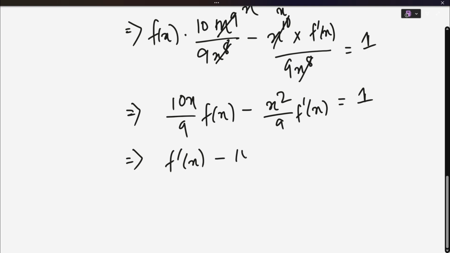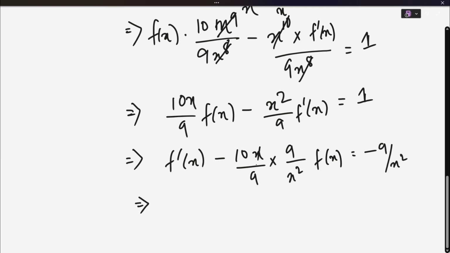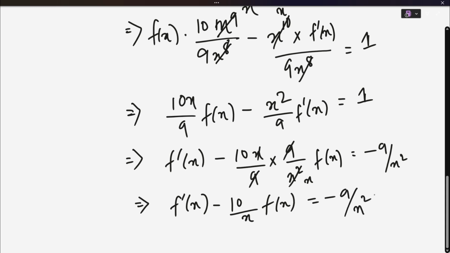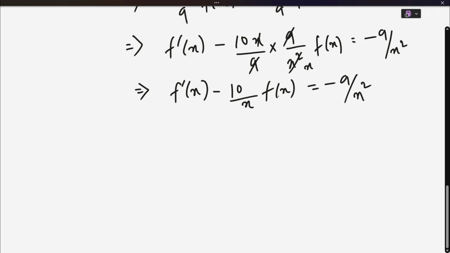But what happens to this? 10x by 9, I have already introduced a minus sign because we are multiplying by minus 9 by x square, and we have 9 by x square, right? And then we have f of x, and then we have minus 9 by x square. Okay, simplify this, x and x goes off, and 9 and 9 goes off, you have an x left over. So you basically have the equation f dash x minus 10 by x f of x equals to minus 9 by x square. Okay. Now it's simply left to find the integrating factor.